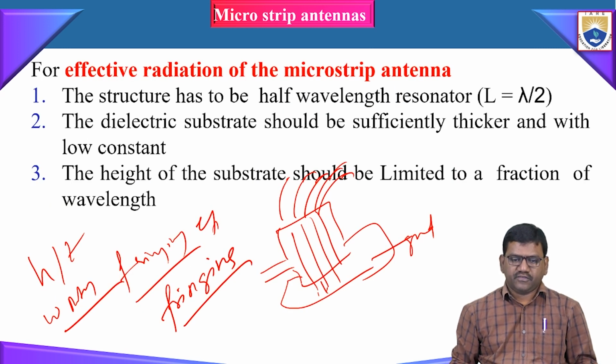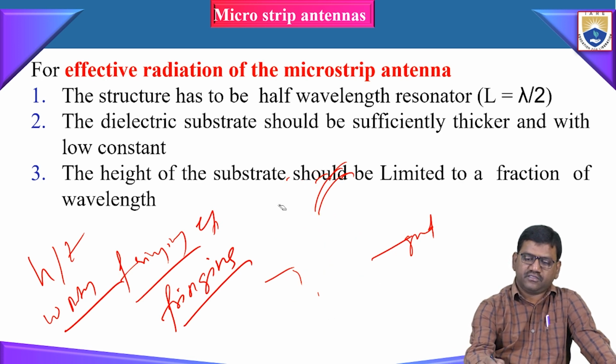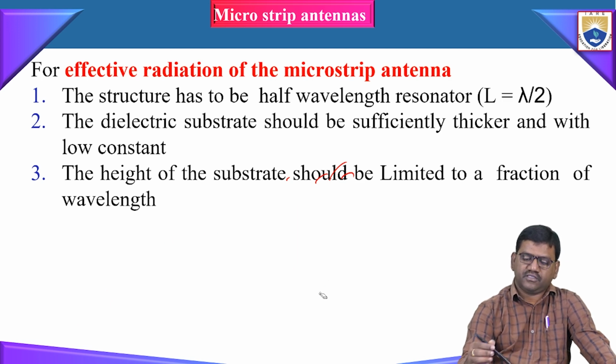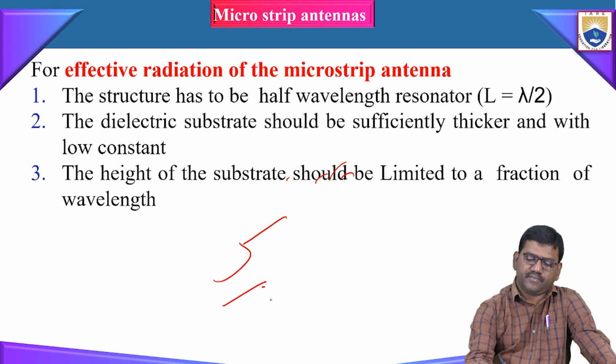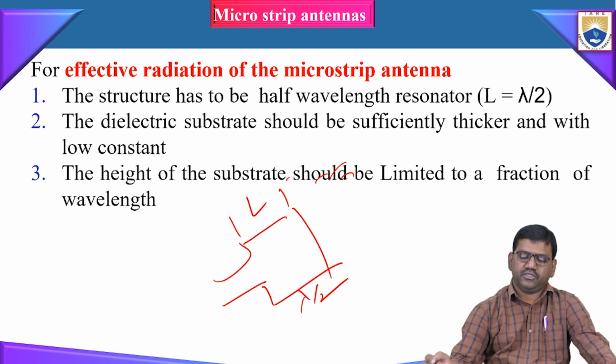So for effective radiation of the microstrip antenna, the structure must be a half wavelength resonator. So the length of the patch must be designed in such a way that L must be equal to lambda by 2. The length must be half a wavelength. So whenever we design a patch, this length must be lambda by 2.